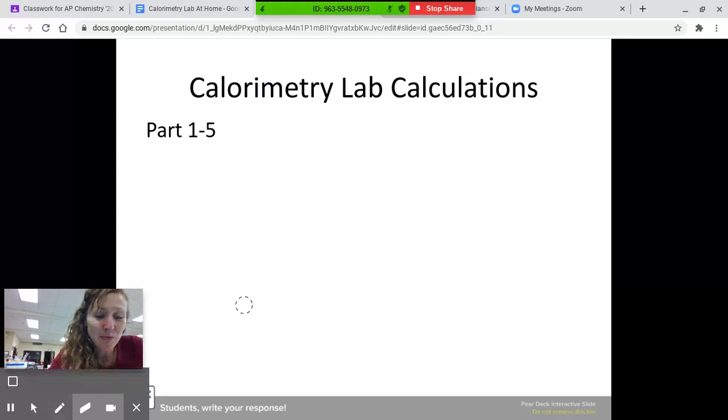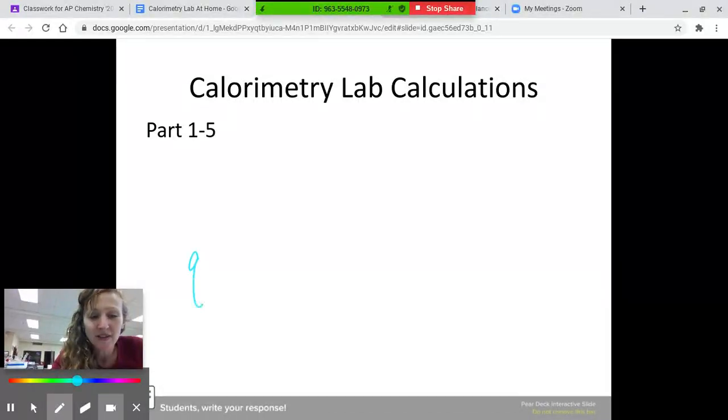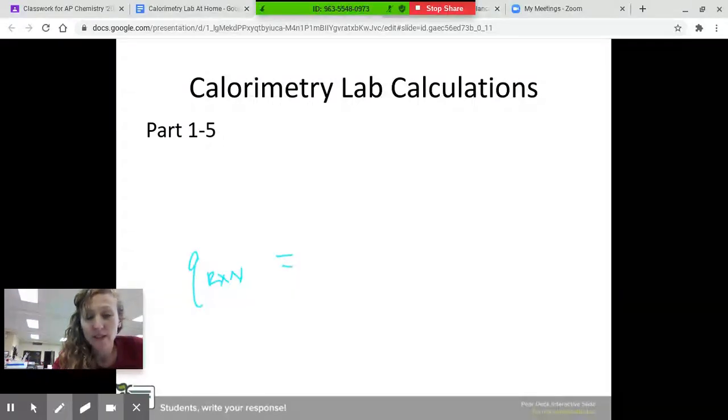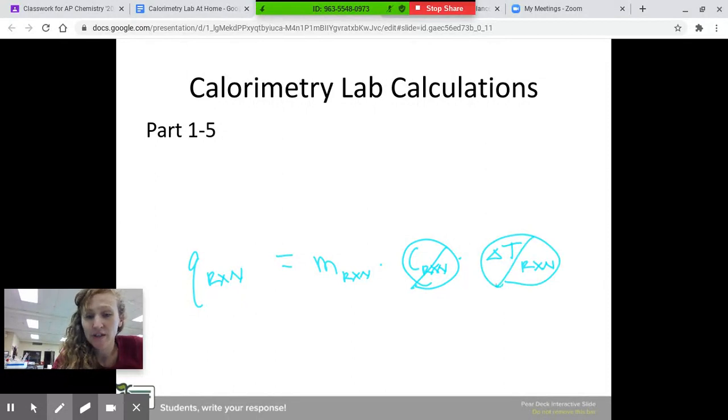So, because it's the exact same scenario as the last one, we don't have the information we need to calculate Q of the reaction for this neutralization reaction. We could calculate a mass of the reaction, but we don't have a C of the reaction. And we don't have a delta T of the reaction. We have these things for the solution, but not the reaction. So we have to calculate Q of the solution first. Let's do that.